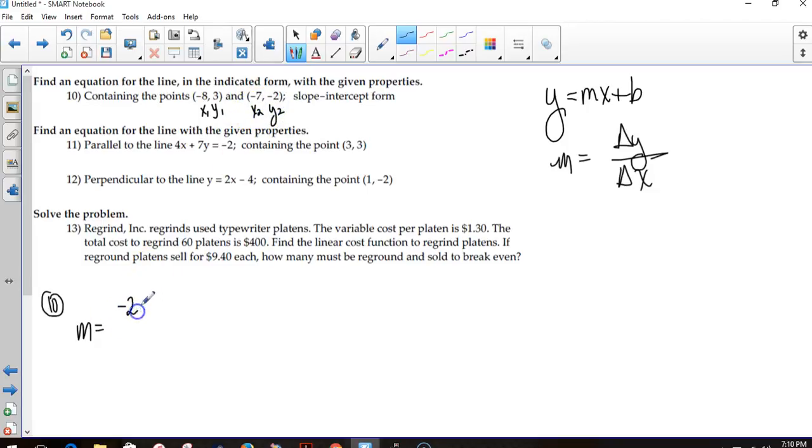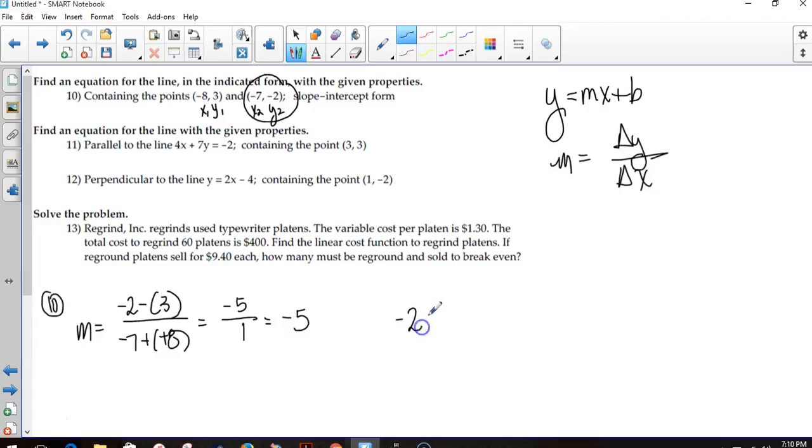So -2 minus a 3 over -7 minus a -8, which will give me a -5 over a 1. And so I get a nice slope of a -5. Then I'll pick my favorite point. I'm going to use the second one and use y equals mx plus b and find the rest of this.